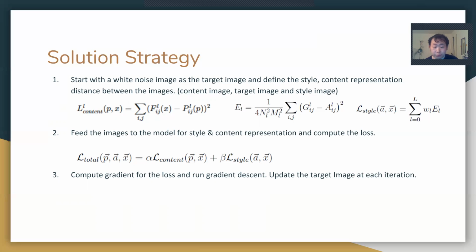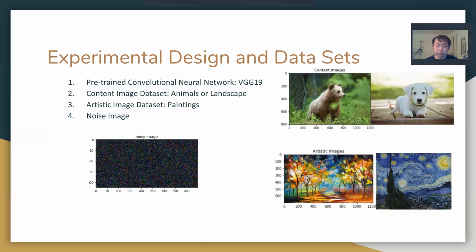Then we could compute the gradient of the loss and run gradient descent. We could update the target image at each iteration until we get the best image that could contain the content and the style. Then let's move on to the experimental design and data sets.